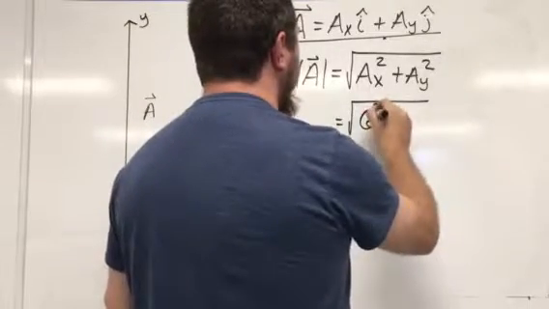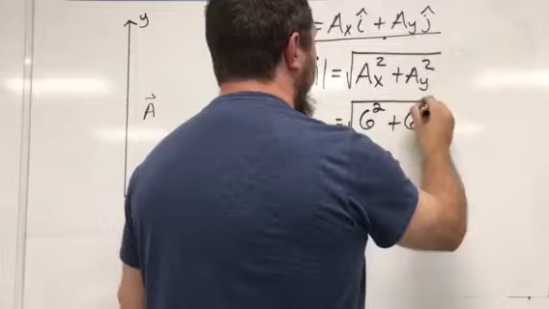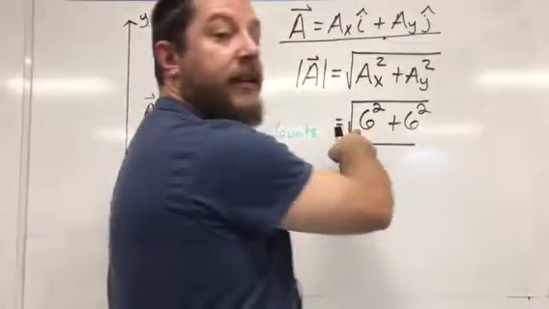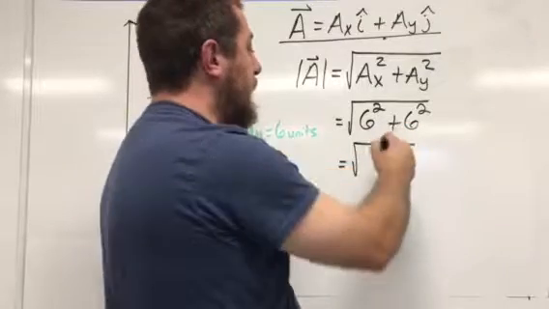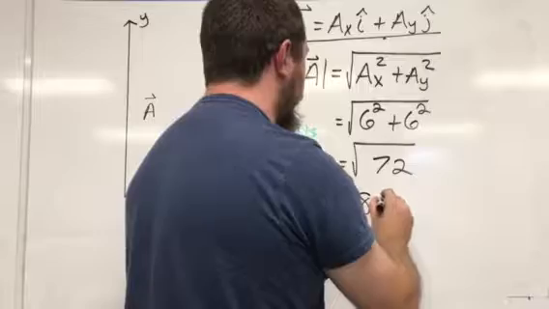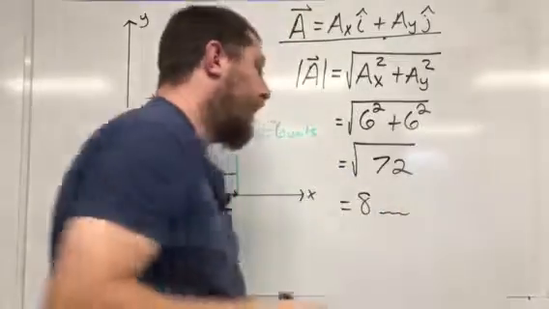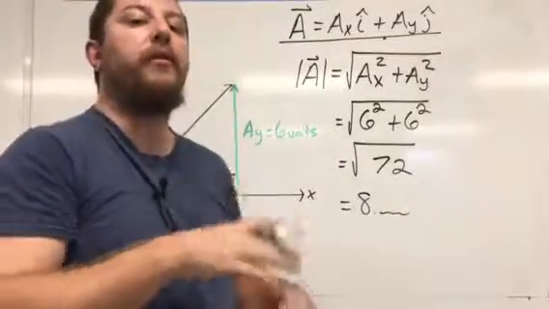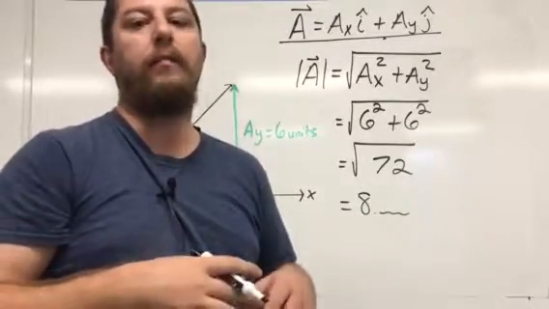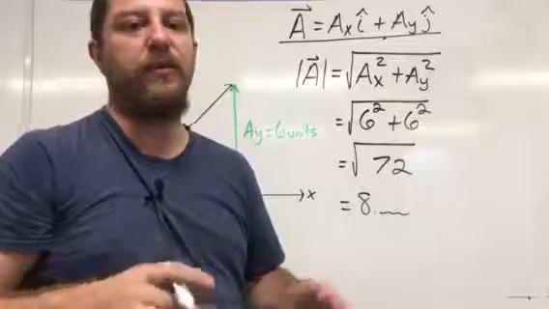All right, so here I'm just going to have 6 units squared and 6 units squared. And here we're going to have 36 plus 36 gives me 72. And the square root of 72 is roughly 8 point something. I don't have my calculator right in front of me. But if you put in your calculator, take the square root of 72, you're going to get 8 point something. Probably along the lines of 8.6 or so.